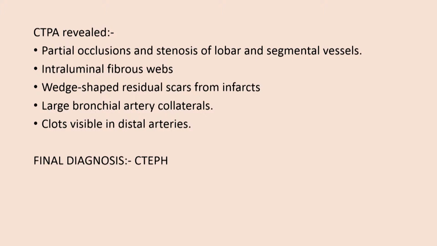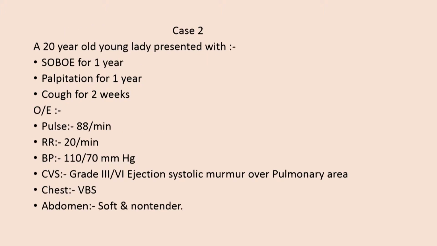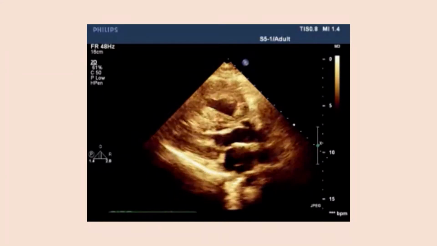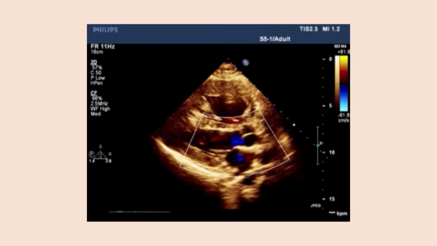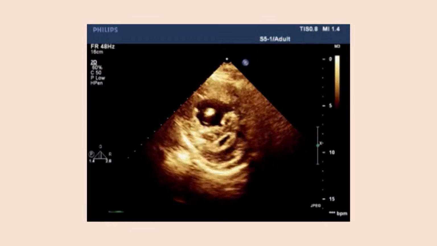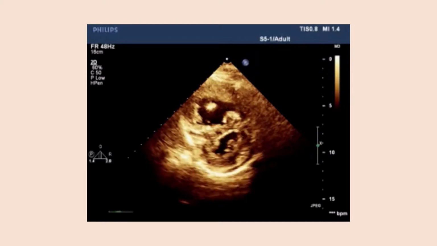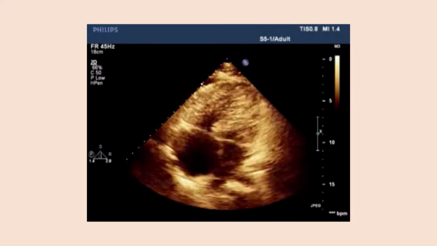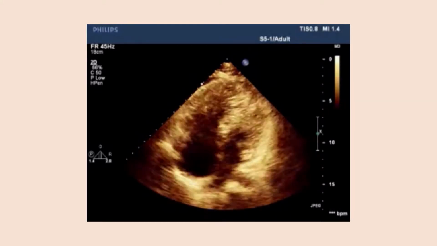In the second case, a 20-year-old lady presented with shortness of breath and palpitation for 1 year. We found a grade 3/6 ejection systolic murmur in the pulmonary area. These are her echo clips. Again, we can see the RVH, flattened interventricular septum, and dilated right-sided chambers.